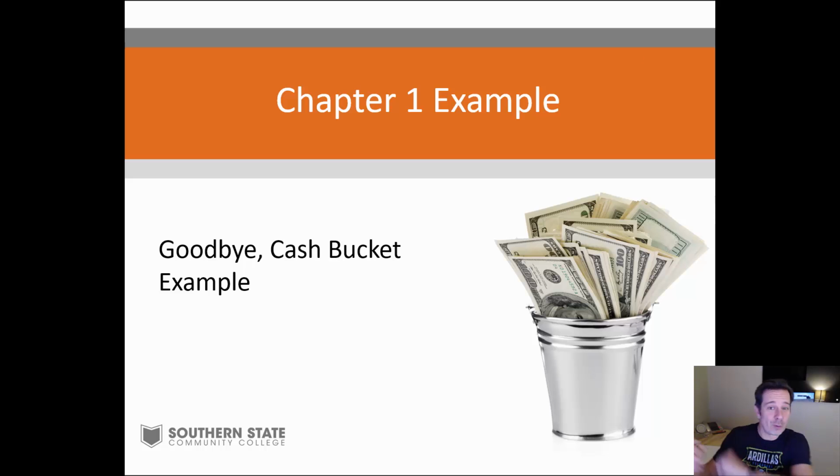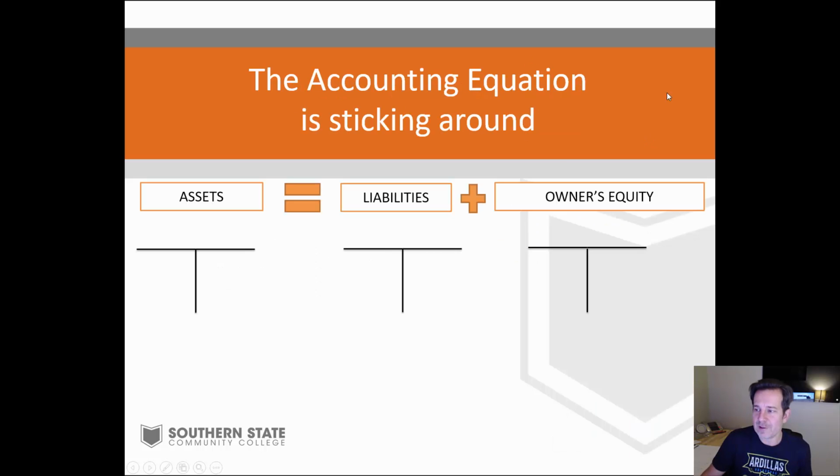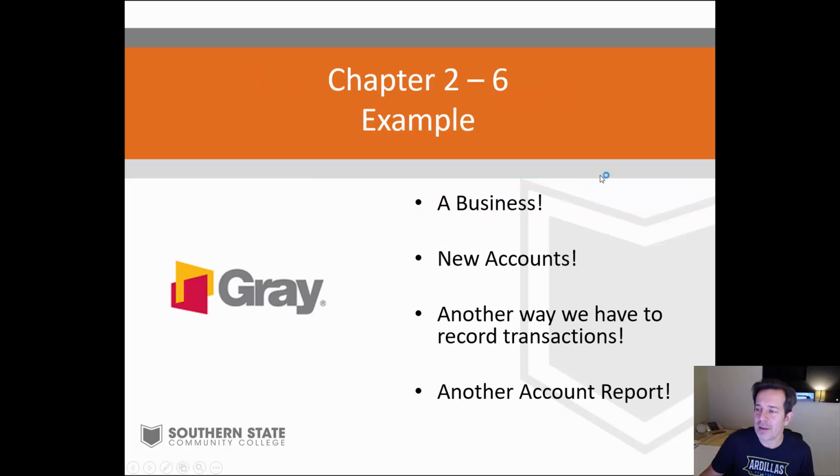We're bringing that accounting equation into chapter 2. We're never going to throw it away. We are getting rid of the idea of a cash bucket being the entire business. Accounting equation, we're bringing along to chapter 2, and it's going to be sticking around for quite some time. So keep that in mind. The T accounts, we're bringing those back too.